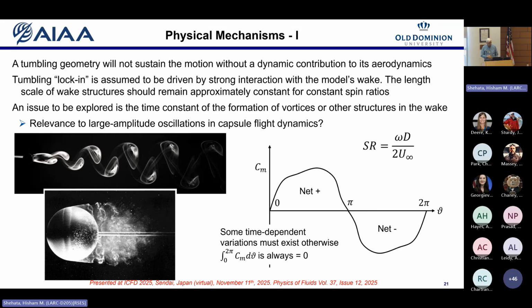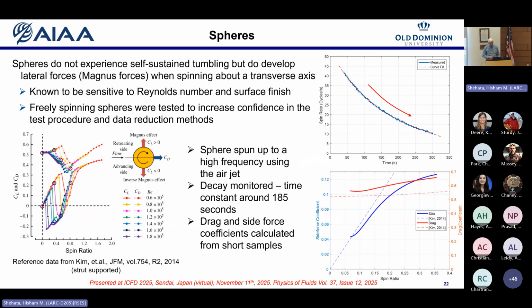Measuring it and predicting it is going to be the key to fully understanding what's going on. In some way or other, the motion locks into the wake structure. So understanding the vortex shedding into the wake, or the formation and destruction of structures in the wake, is key to the full understanding. We started with spheres because they've been tested before.